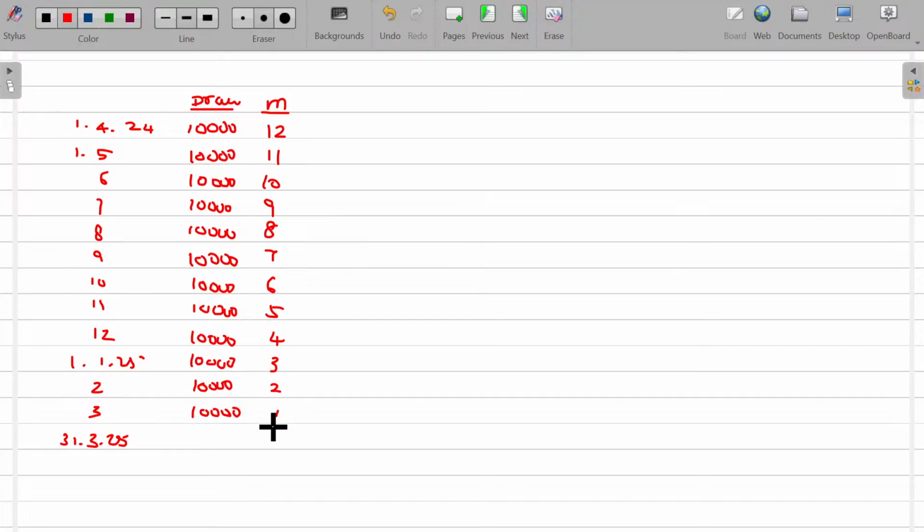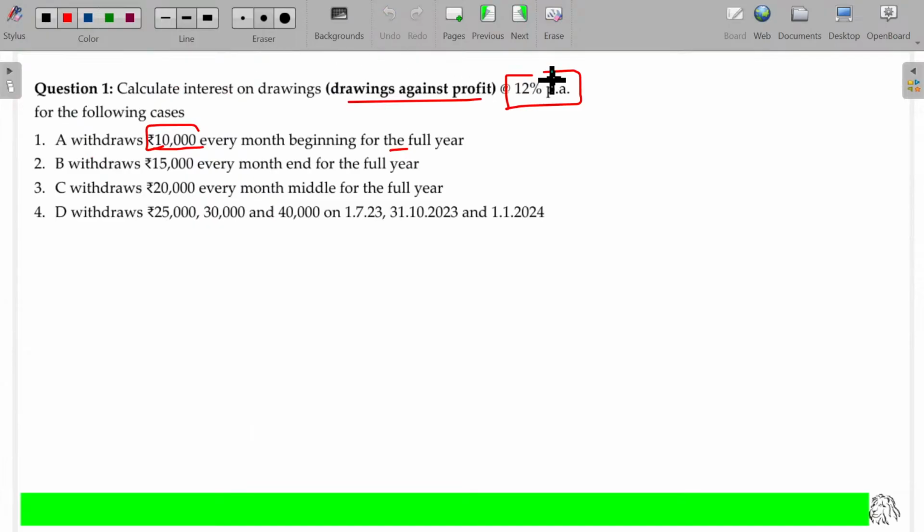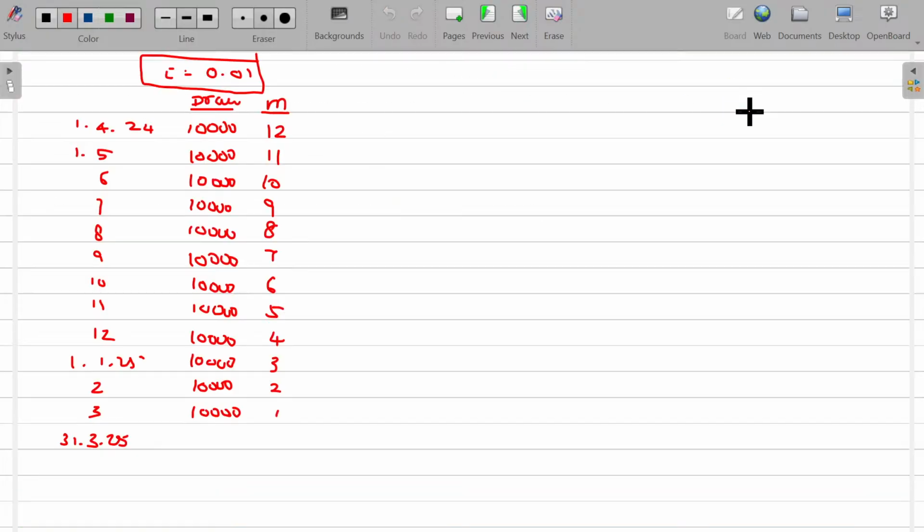Is that clear? So what you have to do is calculate interest for every value separately, the interest rate being 12% per annum, otherwise 1% per month, 0.01. Is that okay? How can you calculate here? Calculate interest for this 10,000 for 12 months: 10,000 into 12 months divided by 12 months into rate of interest per month being 0.01.